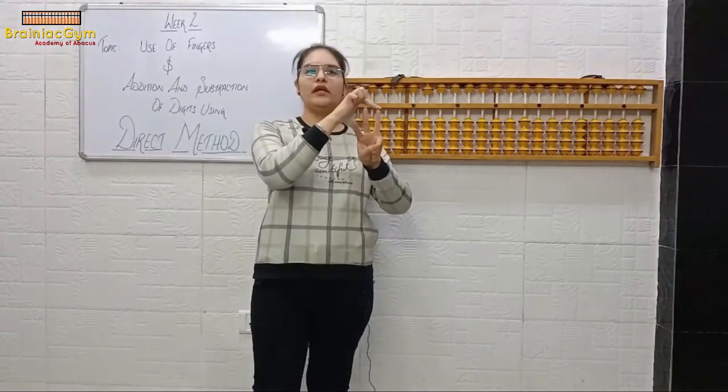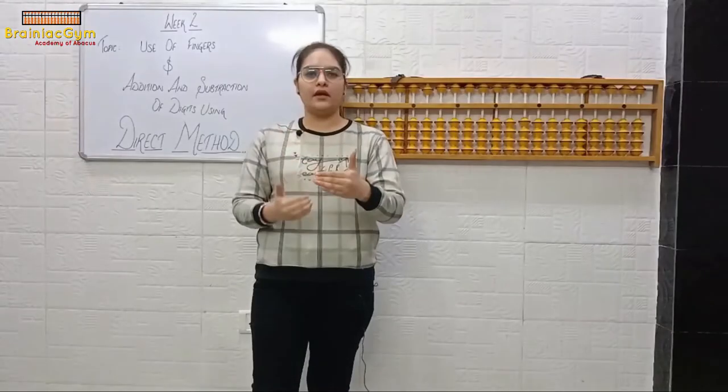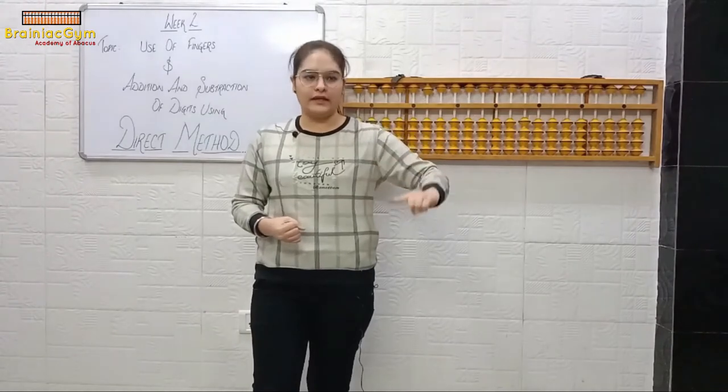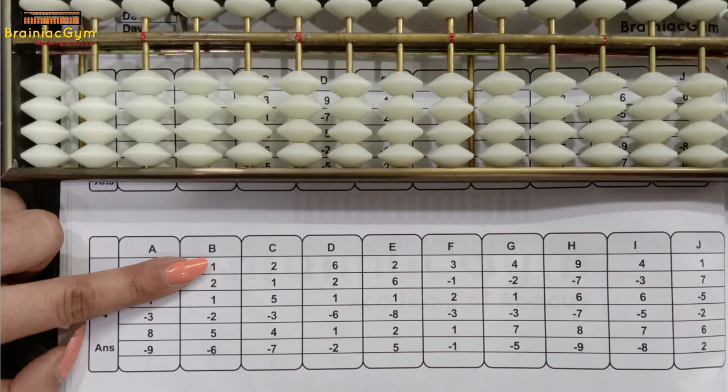Now let's move to the third point. The third point is you have to keep your left hand's index finger on the sum. Hum jo bhi sum karenge, you have to keep your left hand's index finger on it and you will move it accordingly. I hope the 3 points are clear.